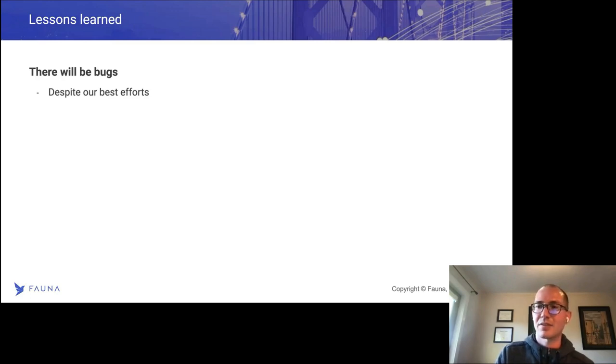I think the second theme I would say is that there will be bugs, despite our best efforts. We spent a ton of work getting Fauna to work in the context of Jepsen. We have a Monte Carlo based testing harness for our consensus algorithm and stuff like that. We're trying to follow good engineering practices to the best of our efforts. But the reality is there are still bugs in the system, and we have to be resilient to those.